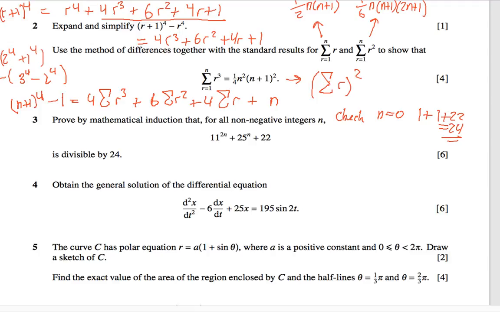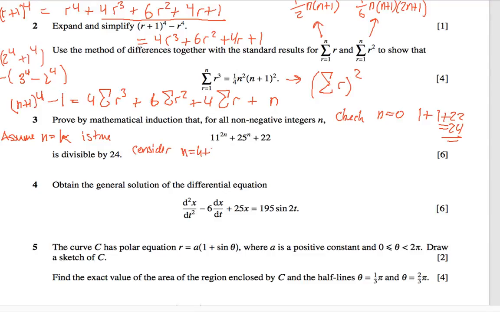Right, now the next stage is always assume that n equals k, so k is just some random number. We assume that n equals k is true. Okay, that's the next step in induction. And then the step after that is to consider n equals k plus 1.